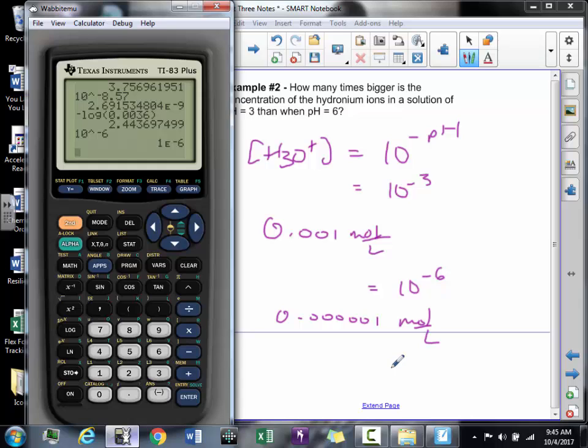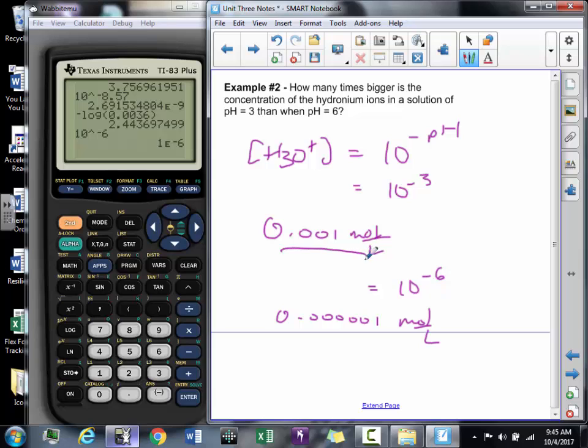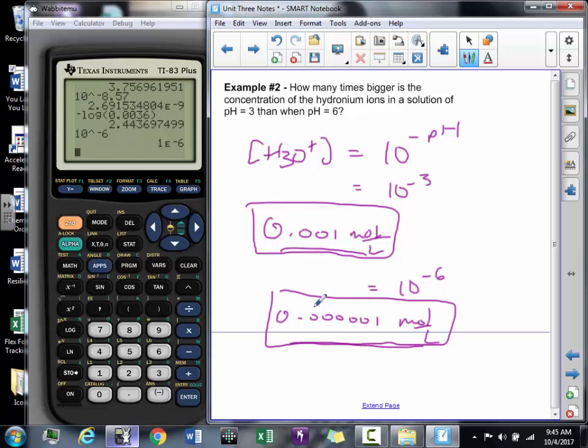How many times, actually, let me start with one here. Which number is the bigger number? Is this or this the bigger number? Top or bottom? Is this number or this number a bigger number? The top one. Which explains why a pH of 3 is actually more acidic than a pH of 6. Does that logic make sense? The question is, how many times bigger is one over the other?